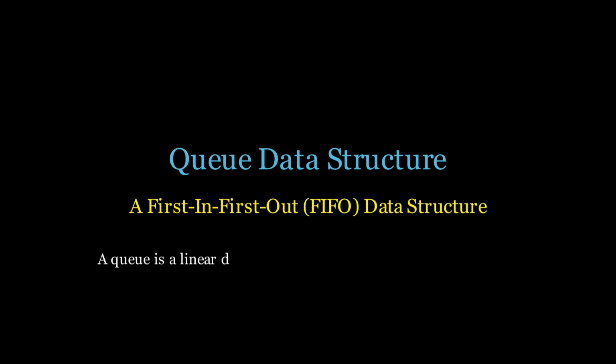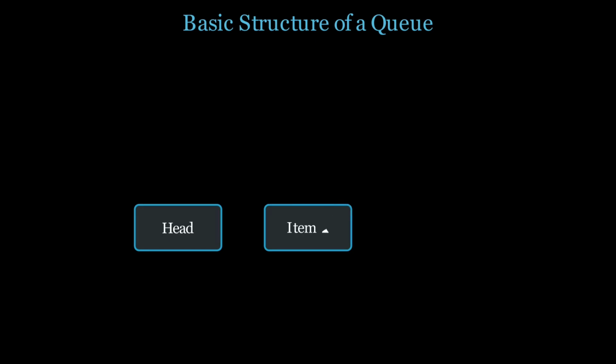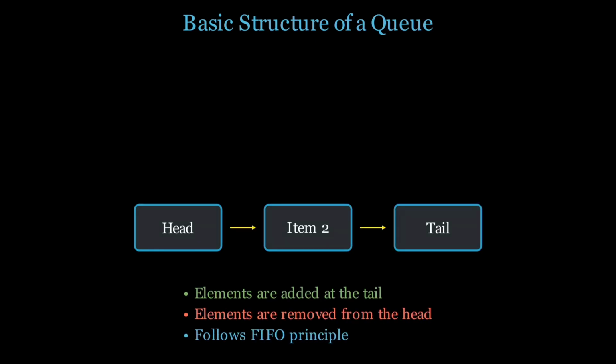So a queue is a linear data structure that follows the first in first out principle, where elements are added at the tail and removed from the head. Every queue has two main parts: the head, where the items leave, and the tail, where new items join.